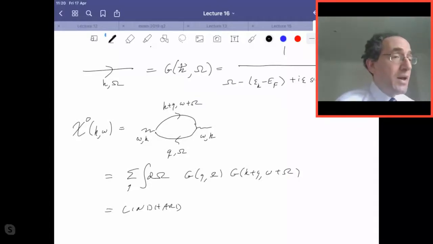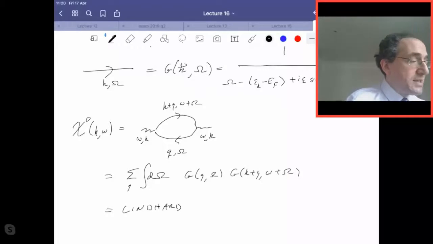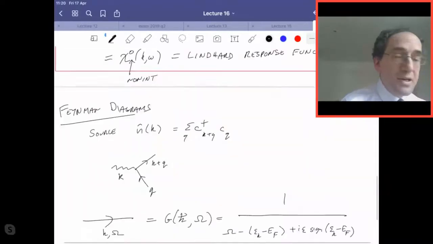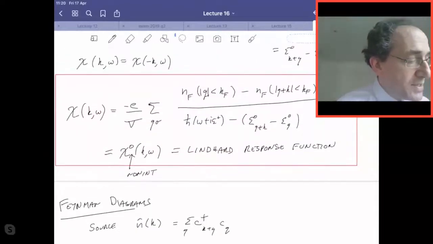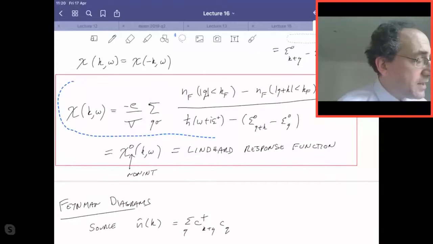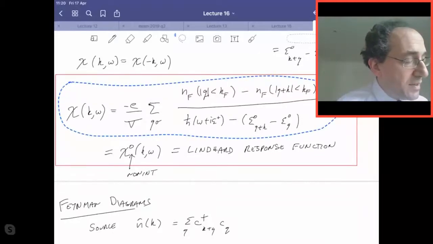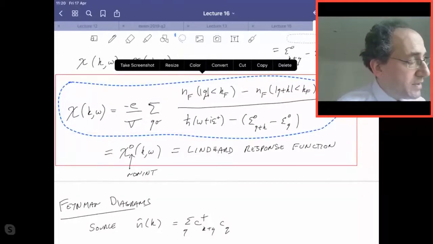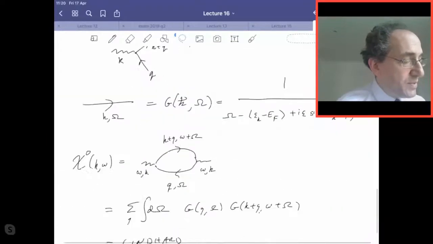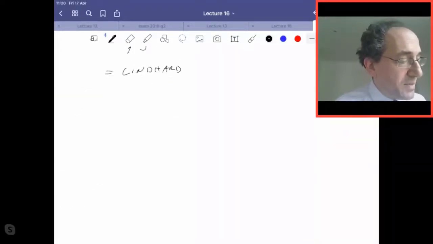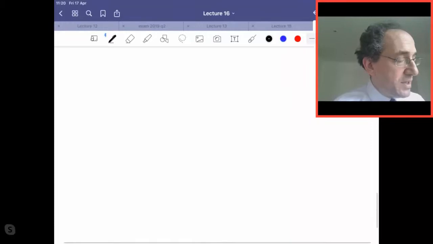All right, let's take a look at our Lindhard response function. I'm going to copy this because we're going to want it again. Copy and put it down here. Maybe just start a new page. Here we go.